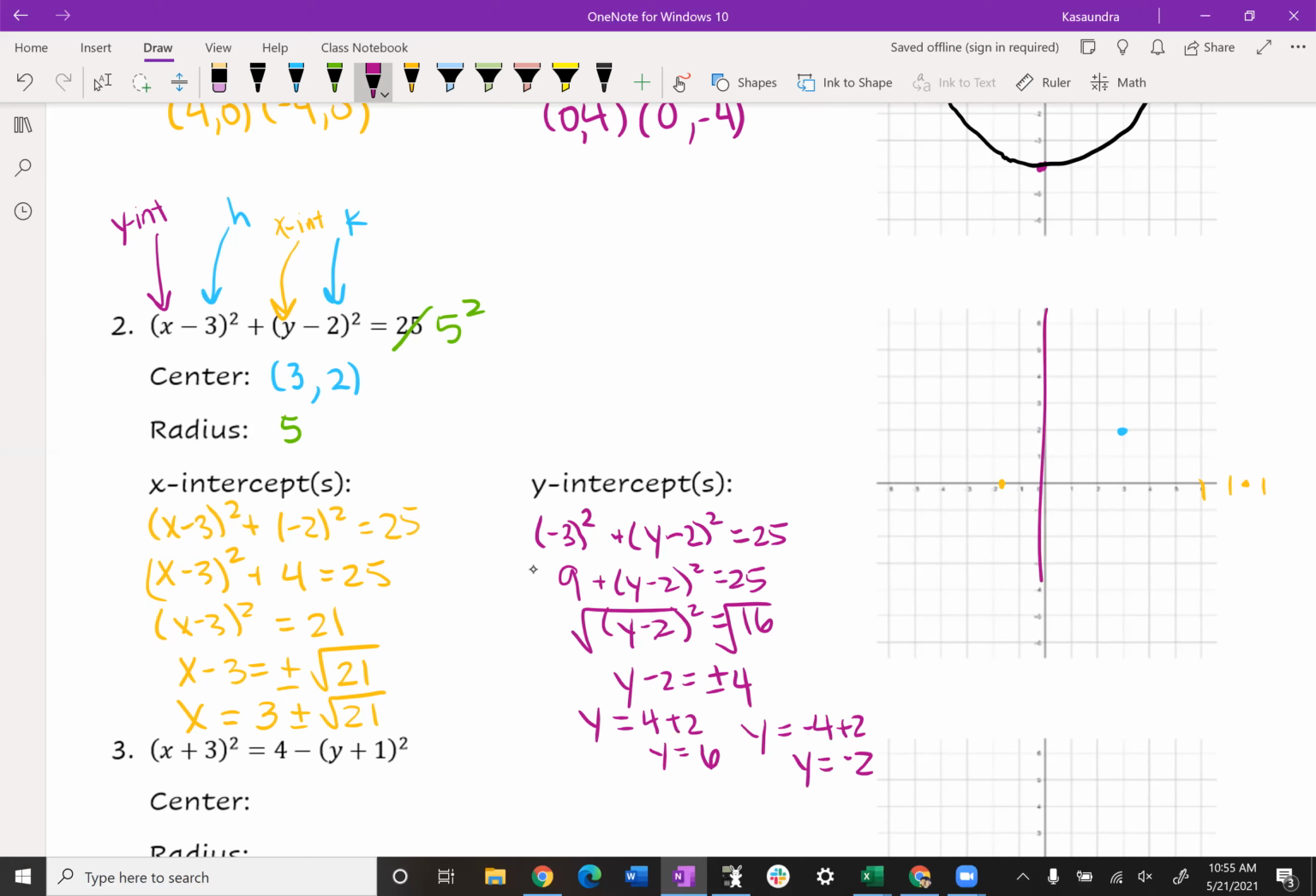So here's my y-axis. I'm going to put these points on the y-axis at 6, so up here, and then negative 2 down here. All right, and I'm going to also keep in mind that the radius is 5, so I could go 1, 2, 3, 4, 5, kind of off the charts here, but I could go in any direction a distance of 5. 1, 2, 3, 4, 5 up here. I can get some more points. 5 to the left, 5 down.